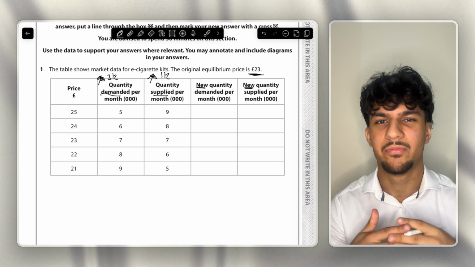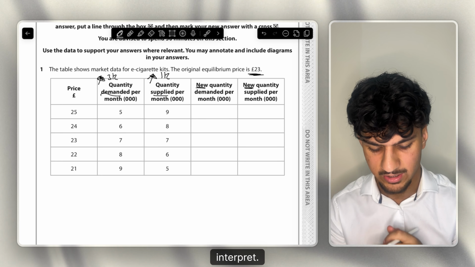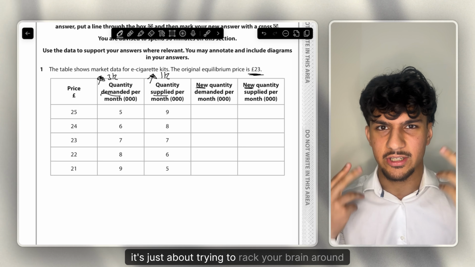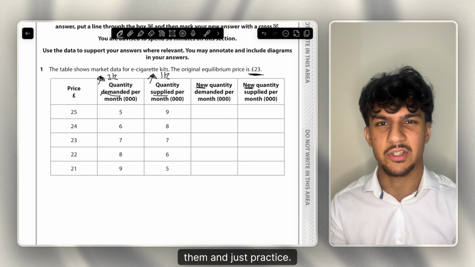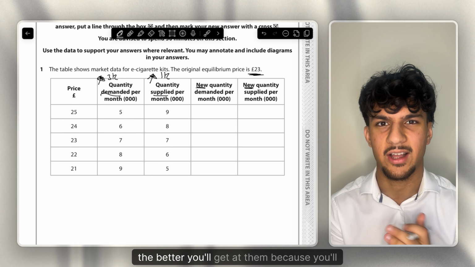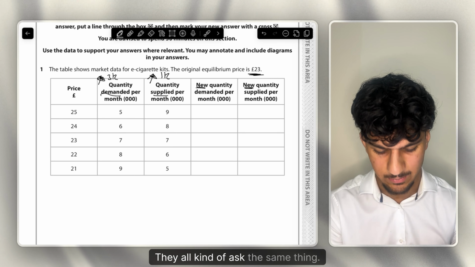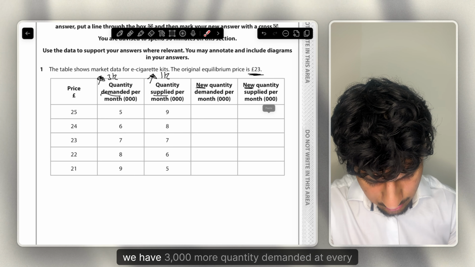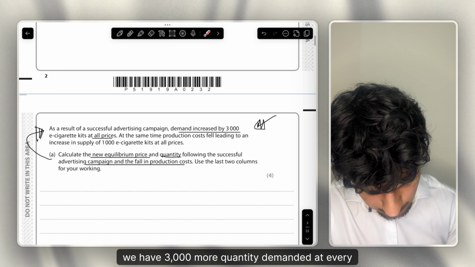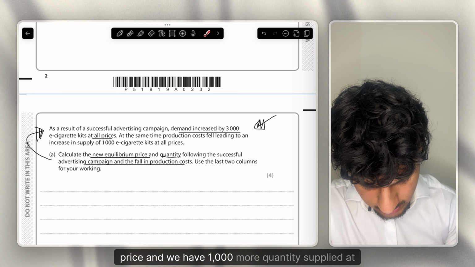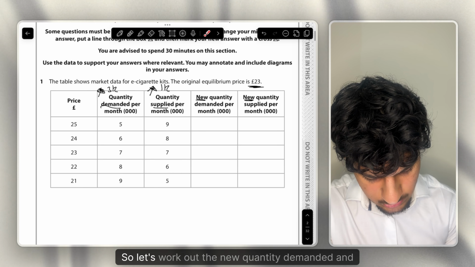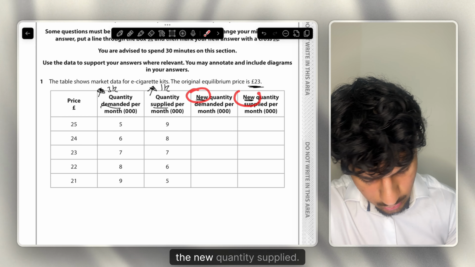So like I said, these questions are sometimes a bit hard to interpret. So it's just about trying to rack your brain around them. And it's just practice, honestly. The more you do, the better you'll get at them, because you'll actually kind of understand, because they all are very similar. They all kind of ask the same thing. So as the question says, we have 3,000 more quantity demanded at every price, and we have 1,000 more quantity supplied at each price. So let's work out the new quantity demanded and the new quantity supplied.